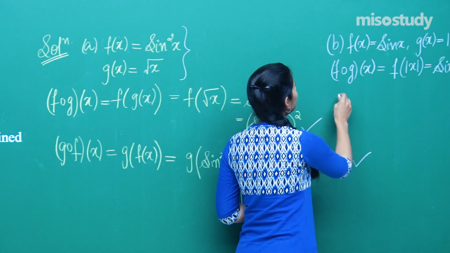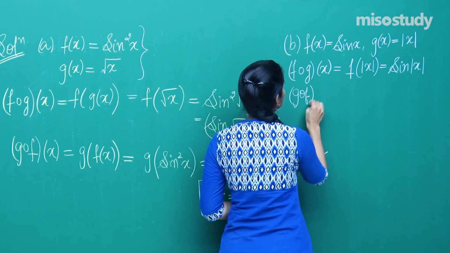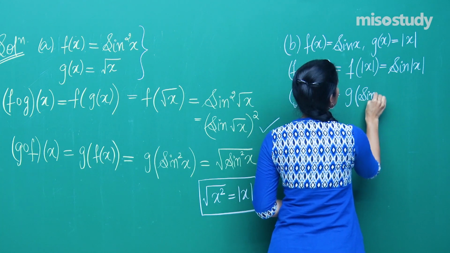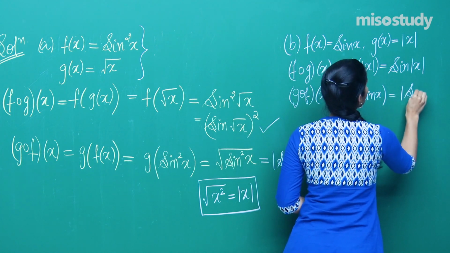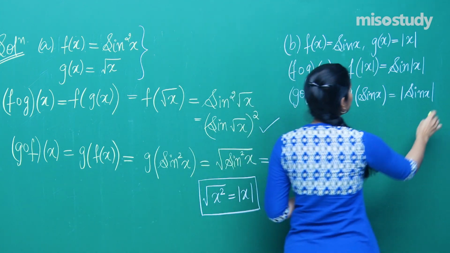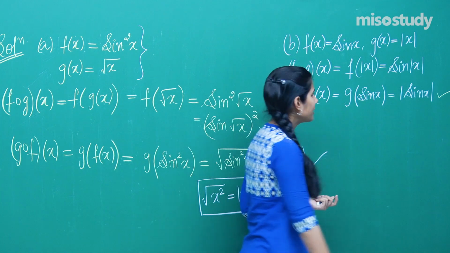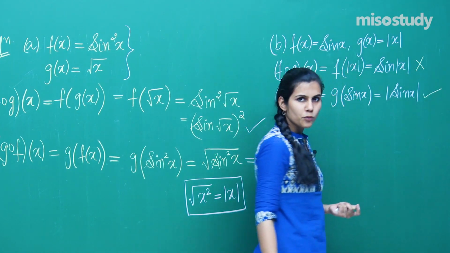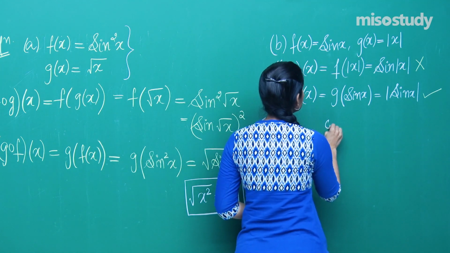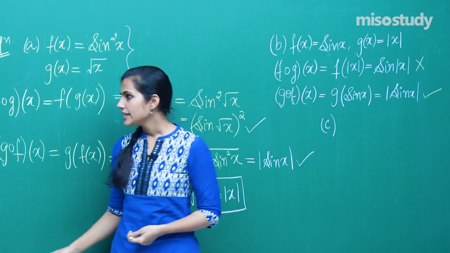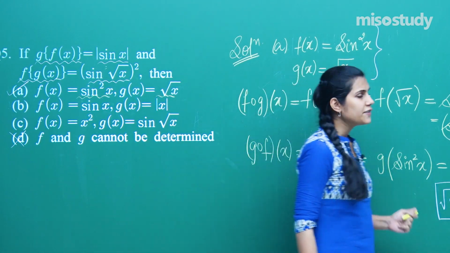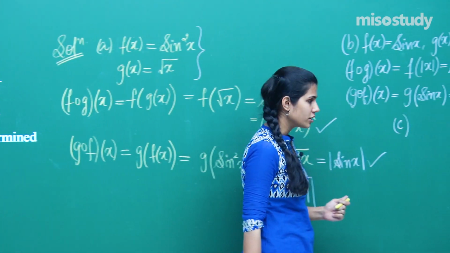Let's see what is GOF. G of f of x, which is mod of sine x. So yes, this f and this g are definitely giving the GOF that I want, but they are not giving the FOG that I want, and therefore this cannot be the correct answer. If I talk about C, C says f is x square and g is sine of root x. Let's see if they give you the correct answer or not.